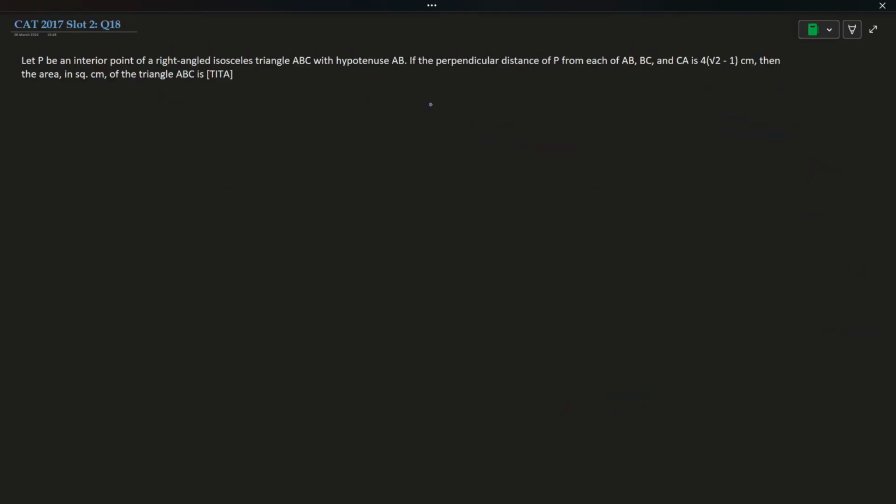Let P be an interior point of a right angle isosceles triangle. So I have a right angle triangle, and this is an isosceles triangle as well. That means the legs of the right angle are equal to each other, this and this are equal. That means this angle is 45 degrees, and this angle is also 45 degrees. Let's say AB is the hypotenuse. This is C.